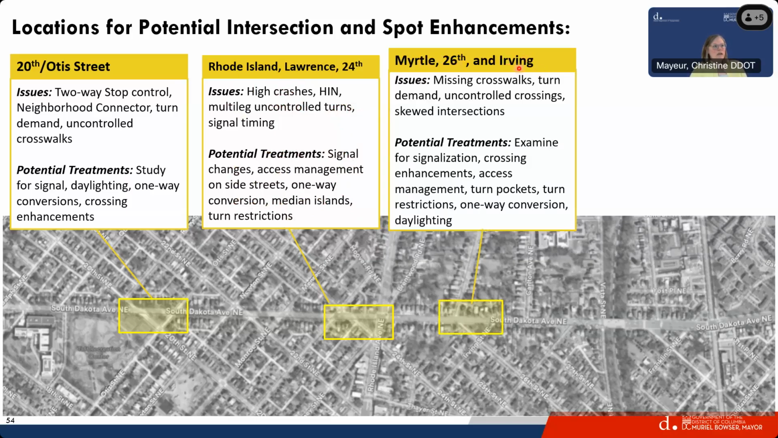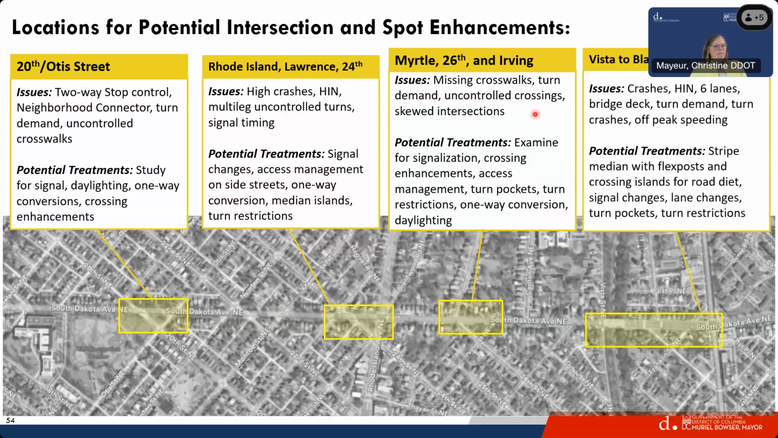Myrtle, Irving, and 26th. There's some missing crosswalks. There's lots of turn demand in this area, uncontrolled crossings and skewed intersection. So looking at that for signalization as well, crossing enhancements, potentially turn pockets, access management, turn restrictions, daylighting, things like that. And then Vista to Bladensburg, this is the 6-lane portion.